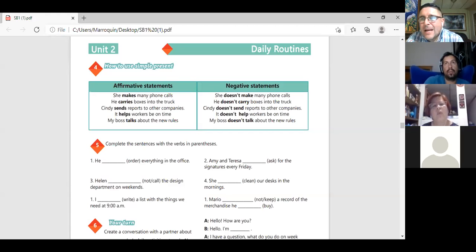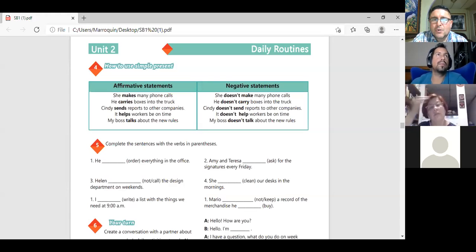It helps workers be on time. Mire, el que venga temprano va a desayunar gratis. ¿Y cuál es su opinión? ¿Qué está diciendo ahí? Si usted le dice, usted viene temprano, le vamos a dar desayuno gratis, usted se esmera por llegar temprano. Entonces, what is your opinion? Ayuda a los trabajadores a estar a tiempo. It's a motivator. Yes. And my boss talks about the new rules. Mi jefe habla acerca de las nuevas reglas.